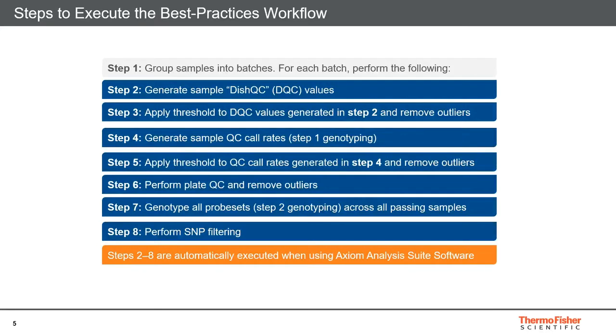Here is a screenshot of the breakdown of the best practices workflow. It's an 8-step program, and steps 2 through 8 are automatically executed when using the Axiom Analysis Suite software. Essentially, the user is responsible for grouping samples into batches for appropriate genotyping. If you are interested in learning any more details about each step individually, please reference the user manual.